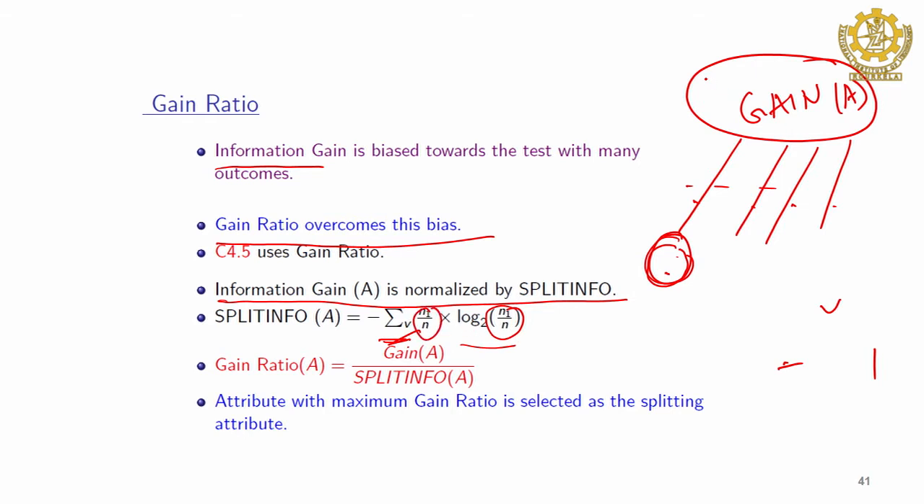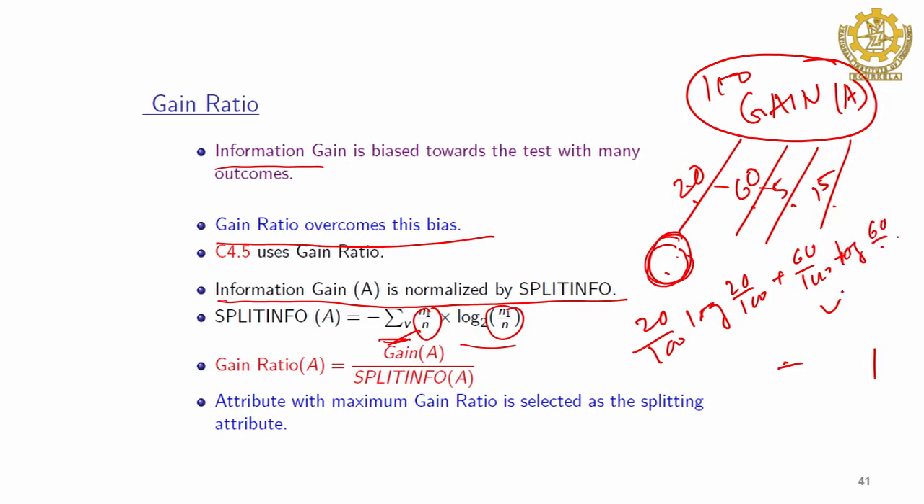Weighted sum is, if there are 100 objects, let us say this is 20, this is 60, this is 5, and then this is 15. Then the weighted sum will be 20 by 100 into log 20 by 100, plus 60 by 100 into log 60 by 100, and so on.